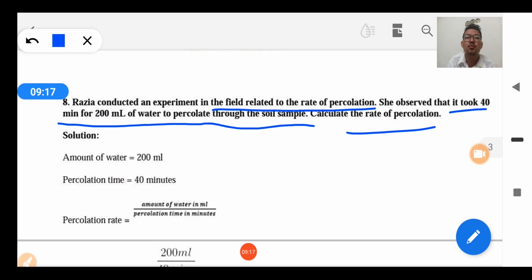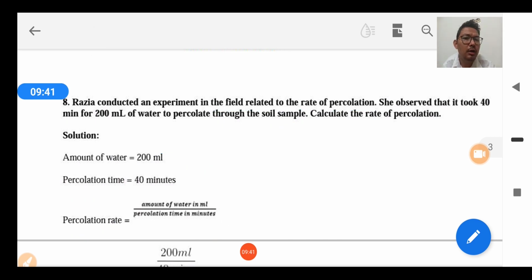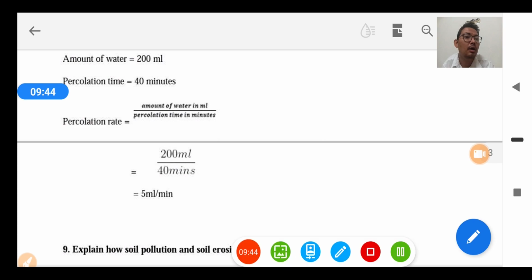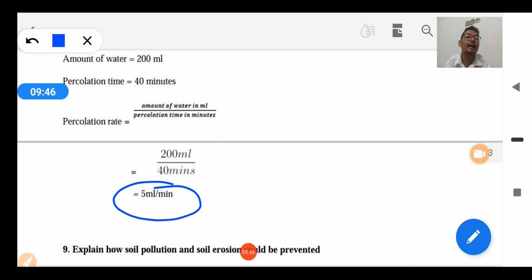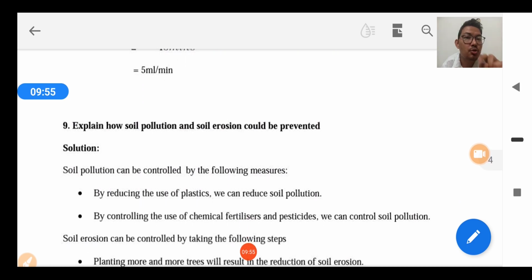So now we have to calculate the rate of percolation. We are given the amount of water and the percolation time. During the calculation of percolation rate, we have to put the amount of water in the numerator and the time taken to percolate the water in the denominator. So you will get the final answer as 200 divided by 40. You calculate and you will get your answer. Never forget to write the units, because if you are not writing the units you will miss your scores.